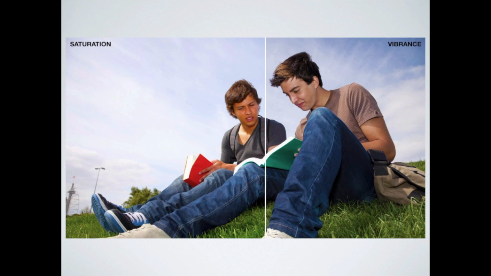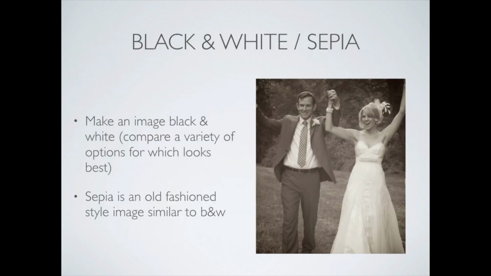Vibrance is all the colors except skin tones, except the oranges. So we're not boosting those. We're boosting everything else. So we're boosting the blues and the greens and the reds, but not the skin tones. And so it selectively keeps those out. So if you want to boost the color values in an image that has people in it, you're going to stick to the vibrance side of things rather than the saturation side of things.